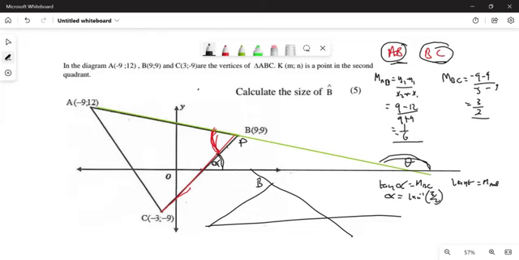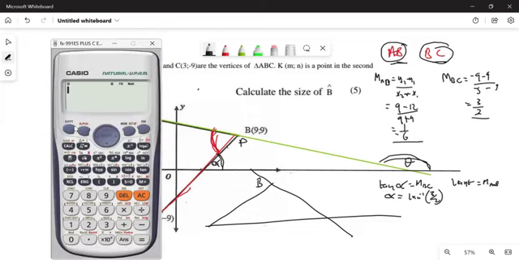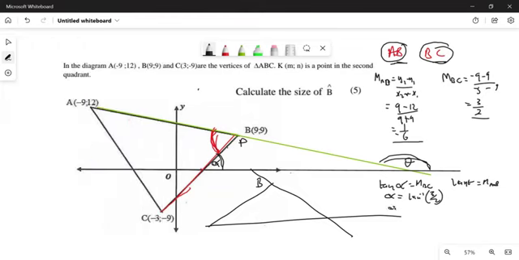And then if you were to type this, you say shift, and then you say 3 divided by 2, equals, it gives us 56 something. Let me round off to 2 decimal places. Say 56,31. So we'll say alpha is going to be 56,31.